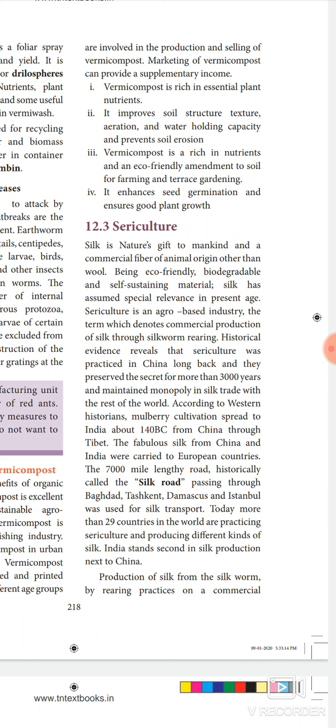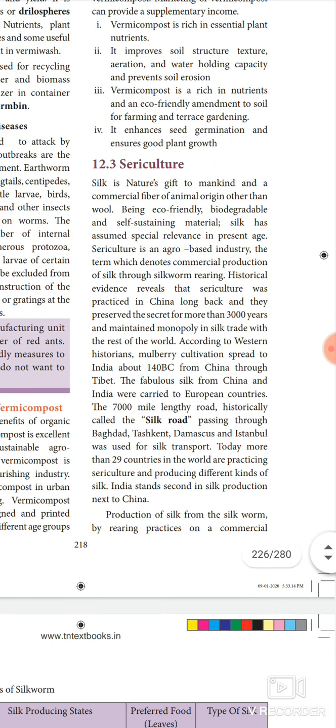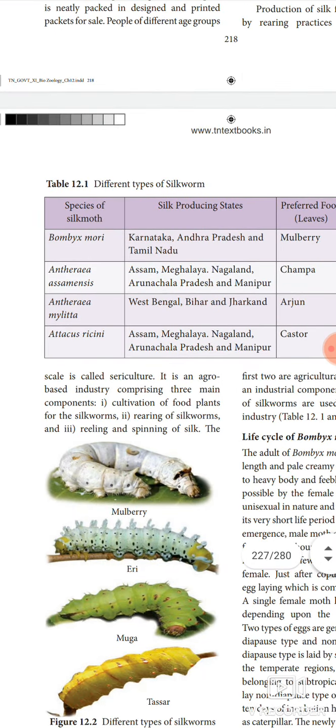They constructed a road, and that road is called the Silk Road. The reason is that during that time they transported the silk through this road, so the road is called the Silk Road. After that, 29 countries in the world are practicing sericulture and producing different kinds of silk. Next we see the 3 components of sericulture. It is an agro-based industry comprising 3 components. What are they? First is the cultivation of plants for the silkworm, then rearing of silkworm, and reeling and spinning of silk.